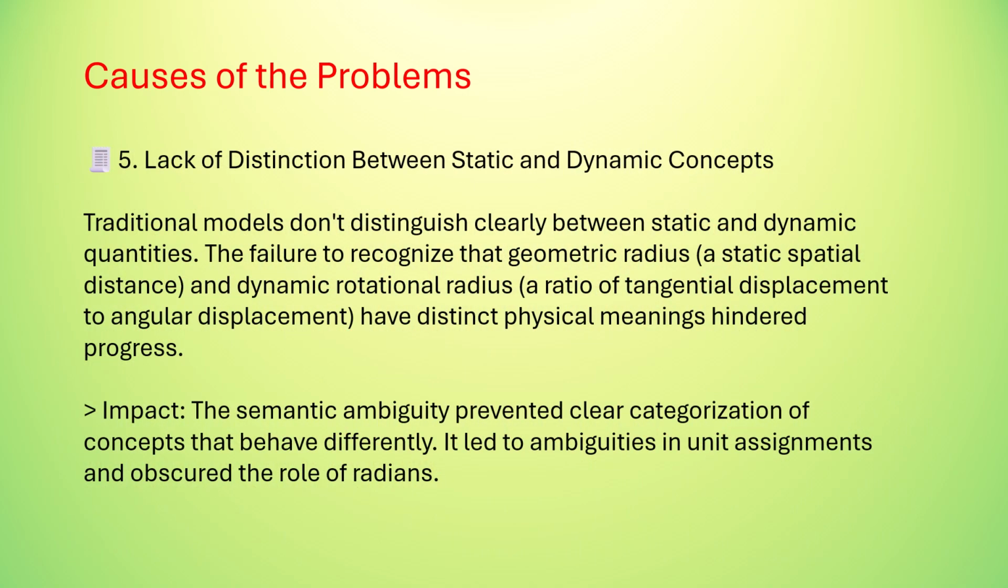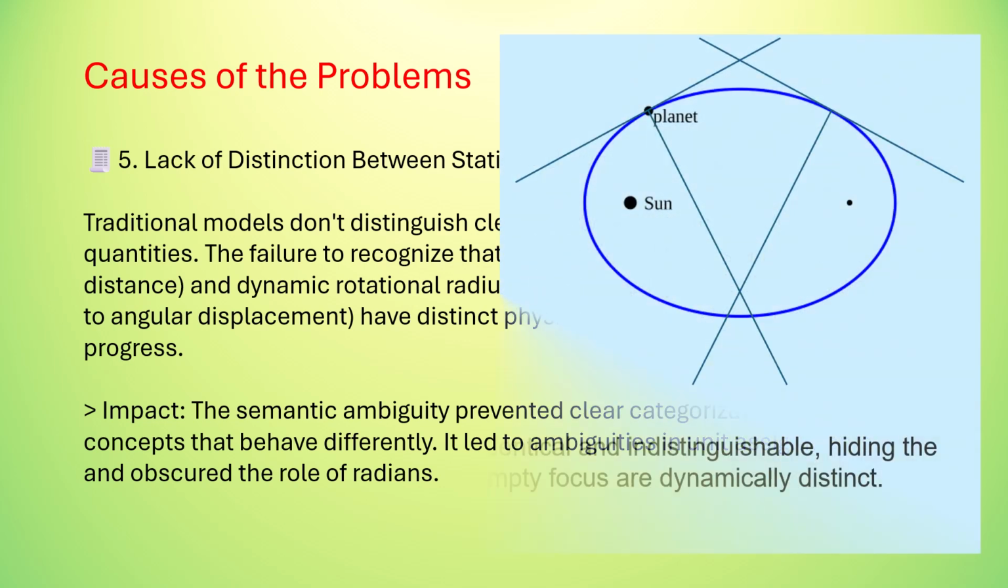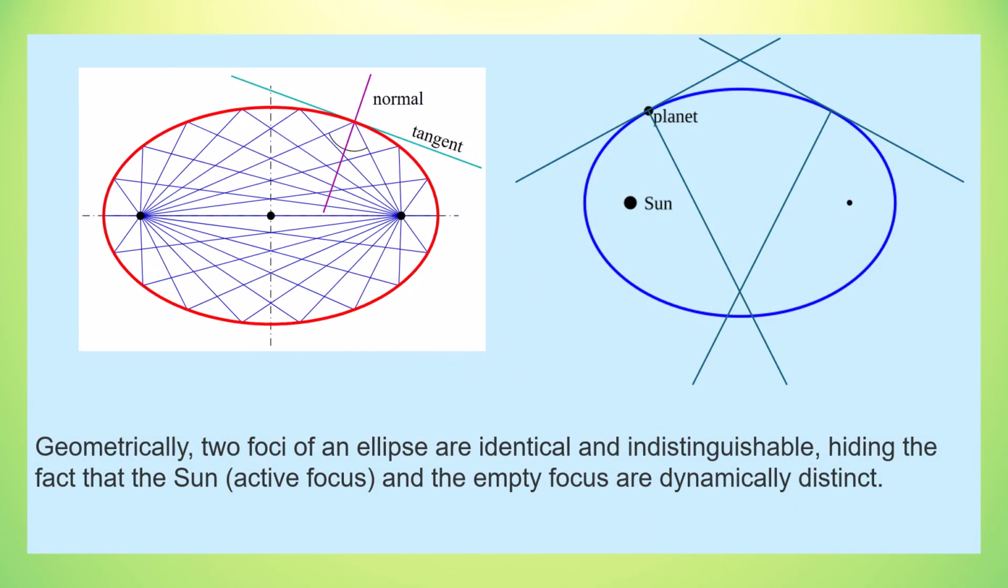The fifth cause is lack of distinction between static and dynamic concepts. The semantic ambiguity prevented clear categorization of concepts that behave differently. It led to ambiguities in unit assignments and obscured the role of radians. Geometrically, two foci of an ellipse are identical and indistinguishable, hiding the fact that the sun, the active focus, and the empty focus are dynamically distinct.